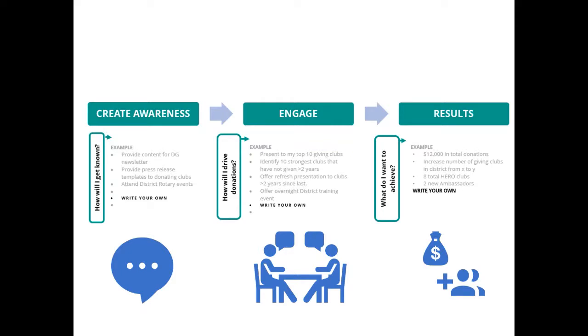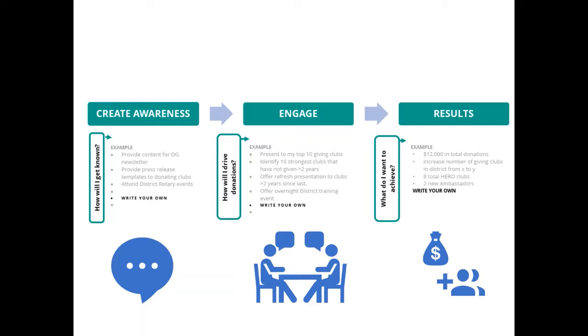And then finally, results. What do you want to achieve? Beyond the top line number of, let's say, 12,000 or 20,000 or whatever the number is for you, let's look a little bit deeper and say, okay, how is that 12,000 goal, let's say, going to be achieved? Well, it might be increasing the number of giving clubs. It might be increasing the average donation. It might be signing up a batch of new hero clubs. And it might also include ramping up some new ambassadors.